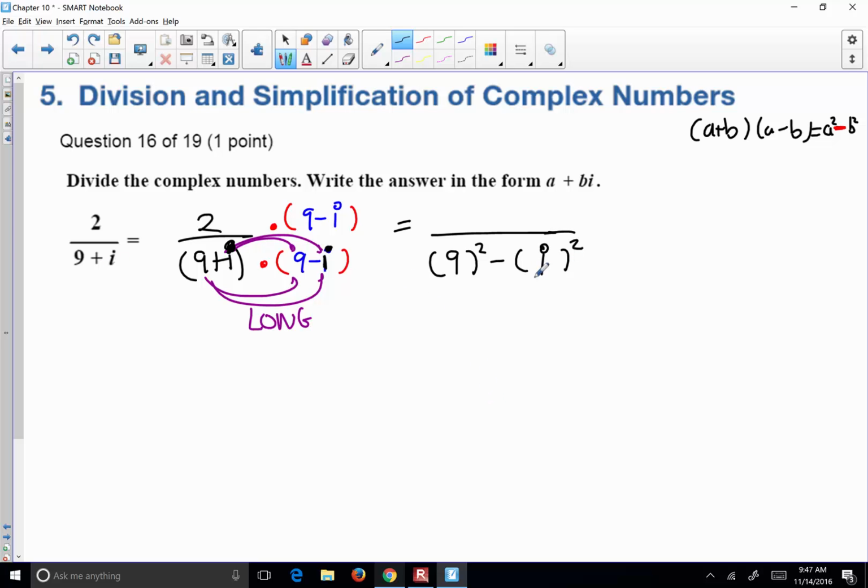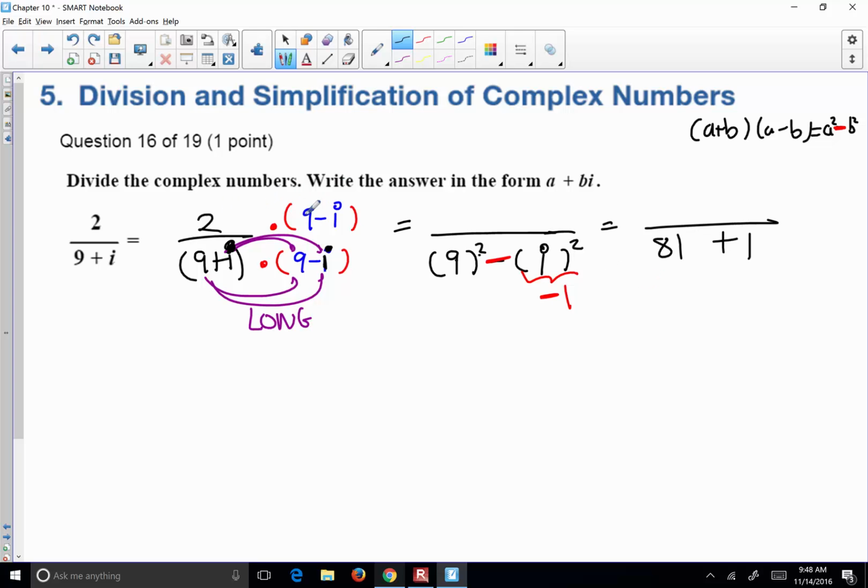Is the disease cured? Do you have any i's left here? Answer is no, there is no more i left here. Why? This is 81. 9 times 9 is 81. What is i times i? What is i squared? This part only. What is i squared? -1. What is the negative of -1? It is +1. Okay? Any questions?